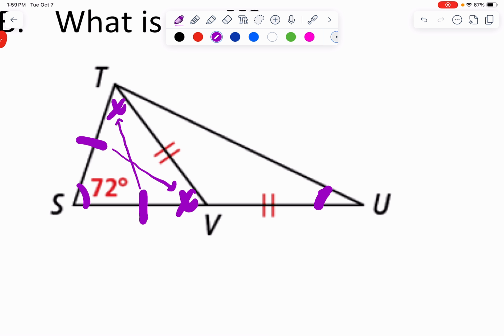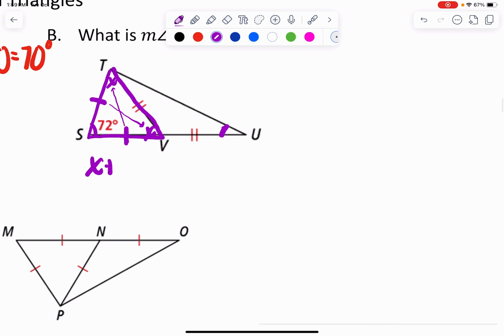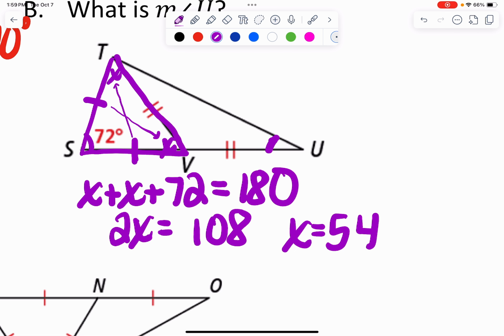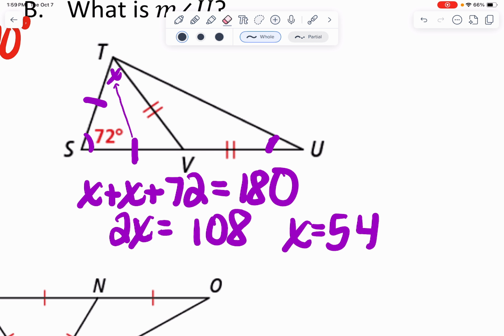Now I have this triangle right here. All triangles add to 180. So I would add x twice and add that to your vertex angle 72 equals 180 and solve. You would get 2x, subtract the 72 over, be 108. Divide, you get x is 54. Okay, and so we're going to fill that in. Be 54, 54. So now I'm trying to find angle U.